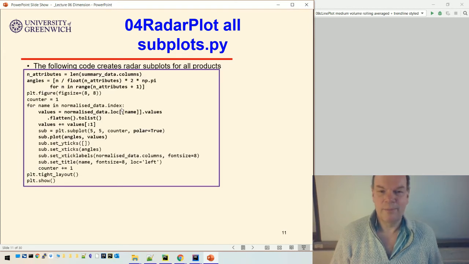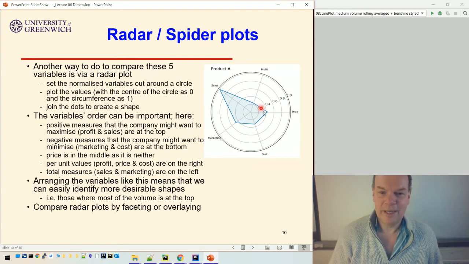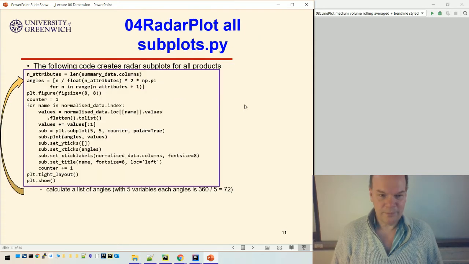So the angles being, how much we have to move around the radar plot. What's this angle here between profit and price, and what's the angle here? It's 360 divided by however many variables we have. Okay.